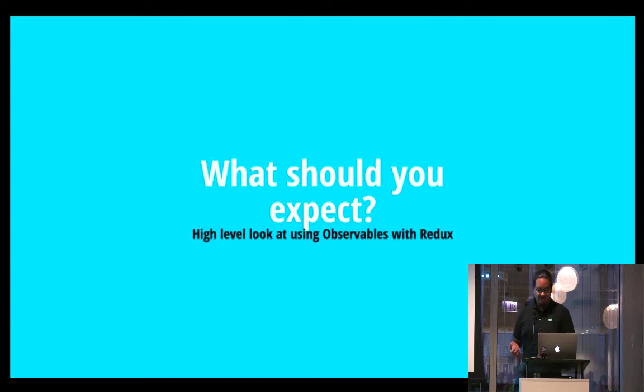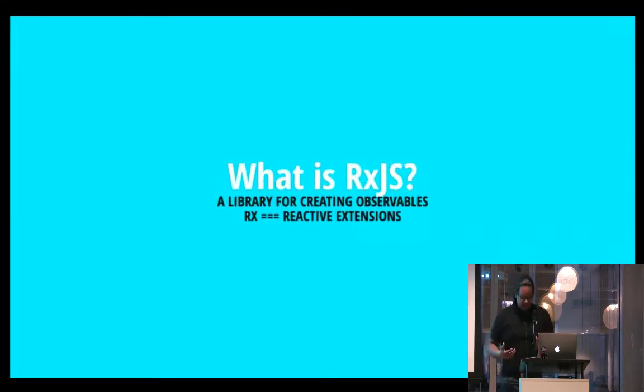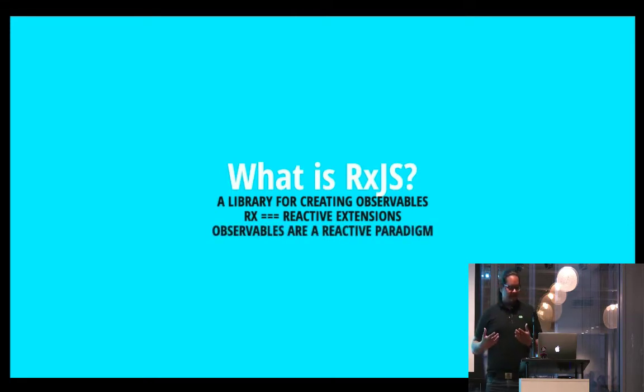So what should you expect? This is going to be a very high-level look at what observables are and how to use them with Redux. And I just want to go over what RxJS is. I'll be using the term RxJS and the term observables interchangeably, but observables are a pattern, and RxJS is a library for creating observables, and RxJS just stands for Reactive Extensions in JavaScript. And also, observables are a reactive paradigm as opposed to an imperative pattern like iterables and generators.